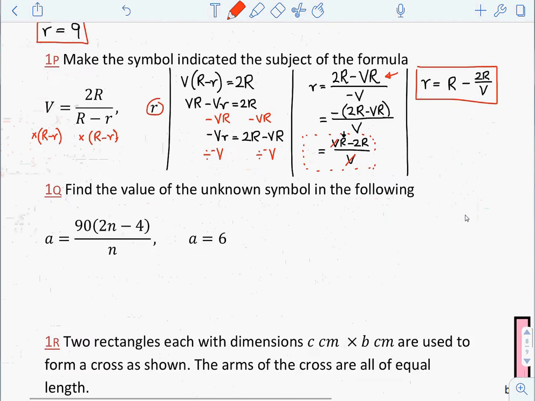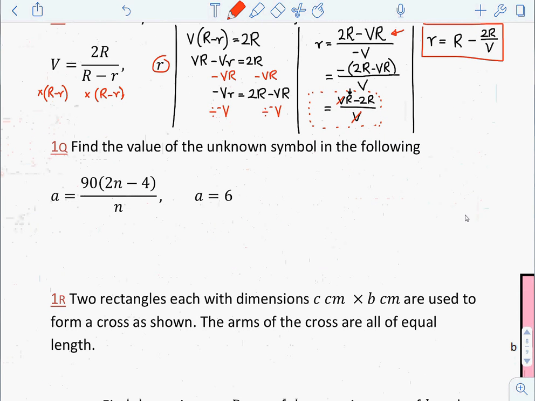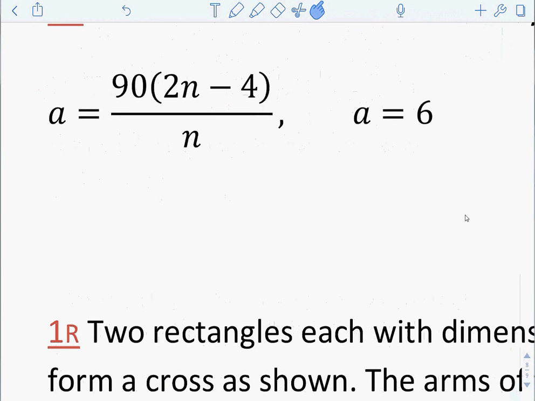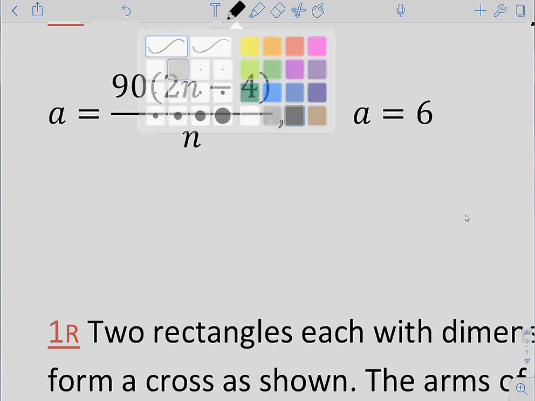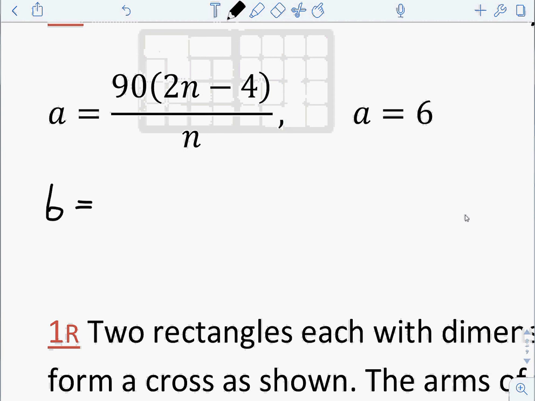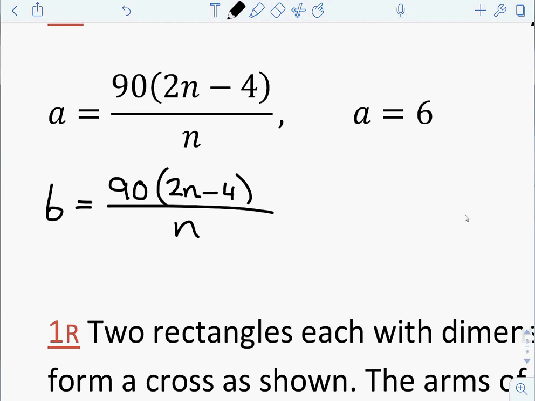1Q. Find the value of the unknown symbol in the following. So our first step is going to be to substitute in the value that we know. We know A equals 6. So we can say 6 is equal to 90 times (2n minus 4) divided by n. Let's get rid of that n. Let's multiply both sides by n.